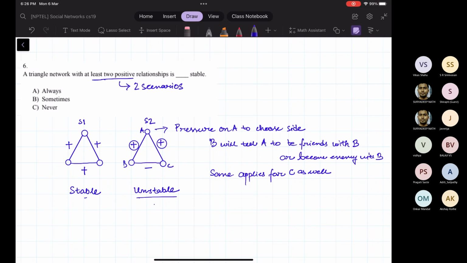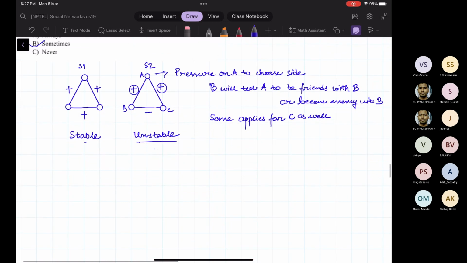So the right answer is sometimes. Here, a triangle network with at least two positive relationships is sometimes stable. It's not always stable because you see scenario two is not a stable scenario, and never stable because scenario one is a stable scenario. So either of the two can happen. So the right answer is sometimes.